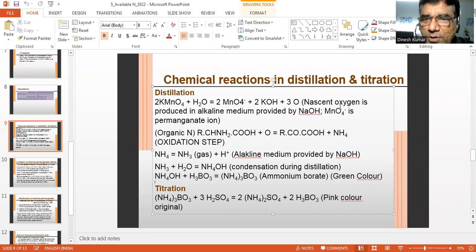The role of nascent oxygen in these reactions is very, very important, and it mineralizes. You can say this nascent oxygen actually mineralizes organic nitrogen. This is the main statement here.